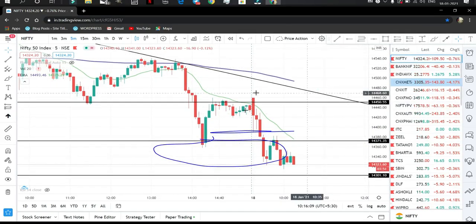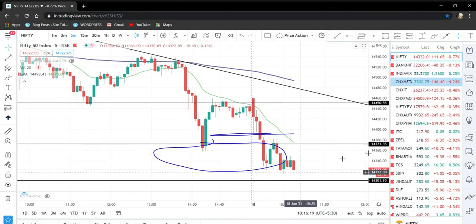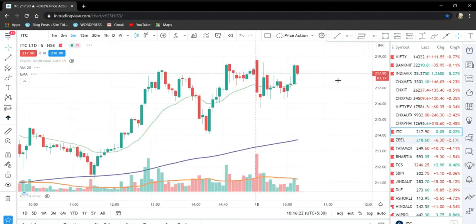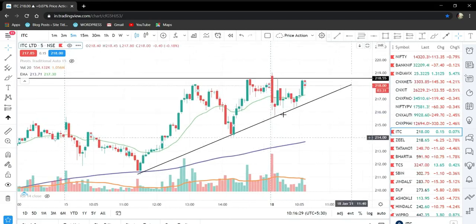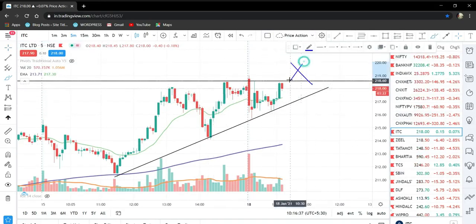So Nifty has been going down like what I had expected. It was a bit of a pullback, but then Nifty is back down. So the first stock is ITC. Now ITC is kind of flat, and Nifty is down. That's why ITC's breakout might get delayed by a few hours or maybe a day. Since ITC has not given a breakout, I haven't traded in this stock.